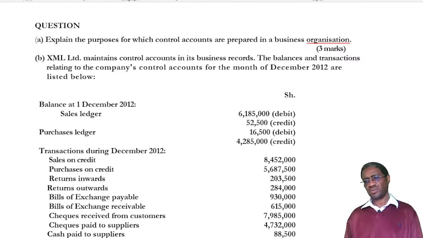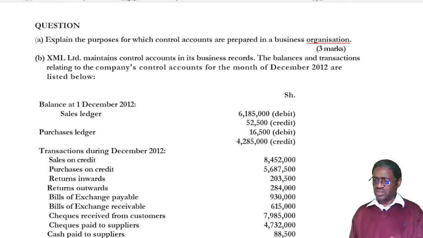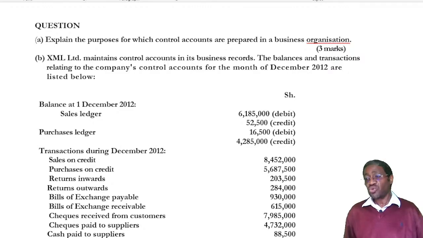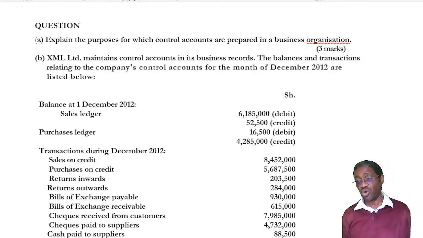Number one, to locate errors. That's number one, to locate errors that could have been committed in the entering of transactions.